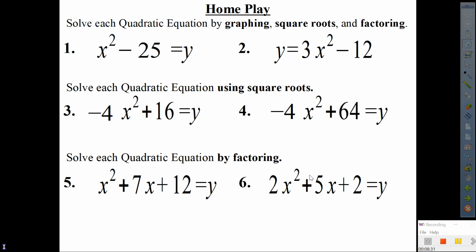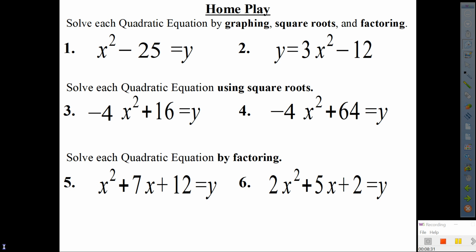It reads, for numbers 1 and 2, solve each quadratic equation by graphing, square roots, and factoring. Number 1 reads x squared minus 25 equals y. Number 2 is y equals 3x squared minus 12. For numbers 3 and 4, the instructions are solve the quadratic equation using square roots. Number 3 is negative 4x squared plus 16 equals y. And number 4 is negative 4x squared plus 64 equals y. For numbers 5 and 6, solve each quadratic equation by factoring. Number 5 reads x squared plus 7x plus 12 equals y. And number 6 is 2x squared plus 5x plus 2 equals y.